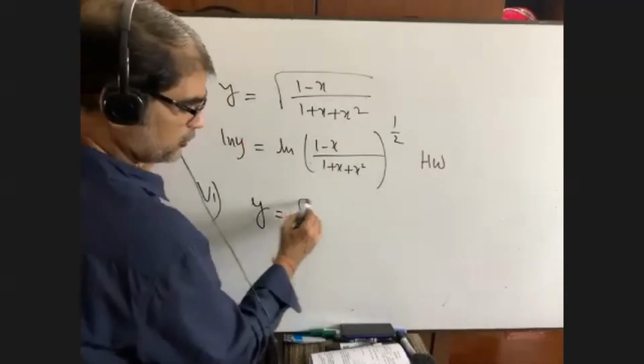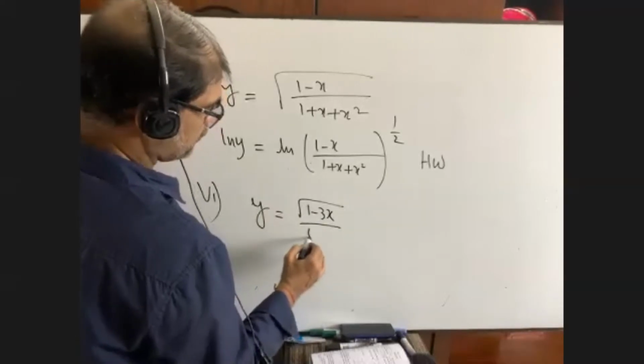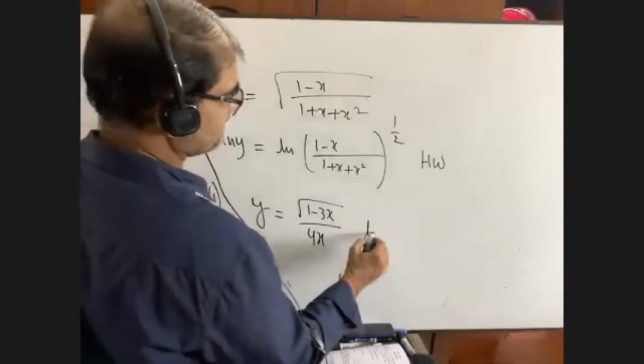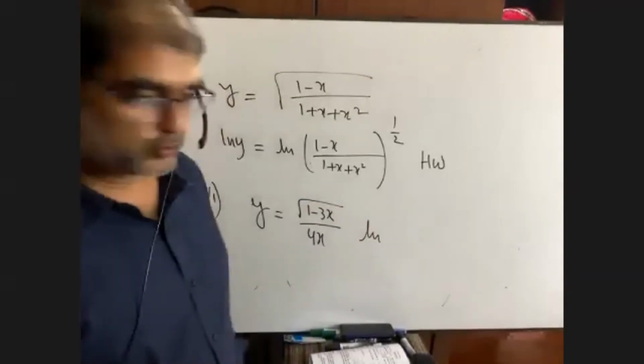Number 6. Y equal to root over (1 minus 3x) by 4x. Take ln. Very easy and simple math. So this chapter is done. Going to the next chapter.